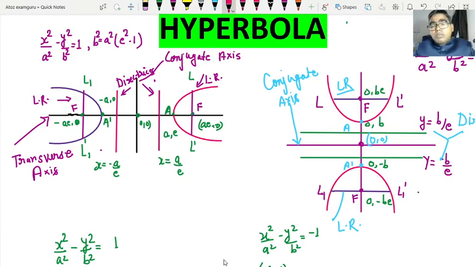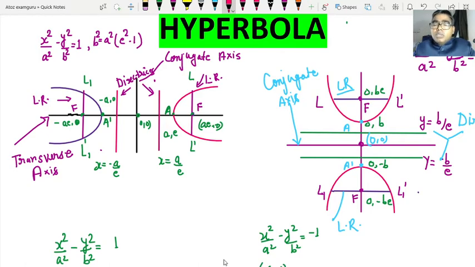Now come to this conjugate hyperbola. It is called the conjugate of the first one. In this case, the x-axis is called the conjugate axis, and the y-axis is called the transverse axis, right? This is called the latus rectum, and the coordinates of the focus are 0 comma be and 0 comma minus be. The coordinates of the vertex are 0 comma b and 0 comma minus b, and the equation of the directrix is y equal to b by e and y equal to minus b by e.